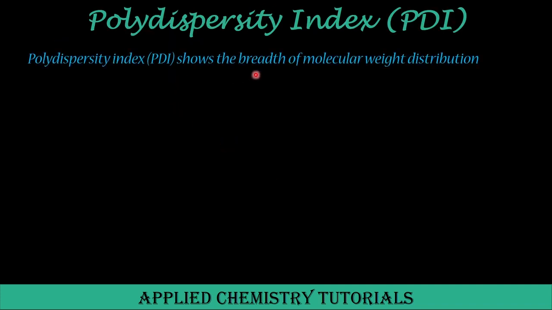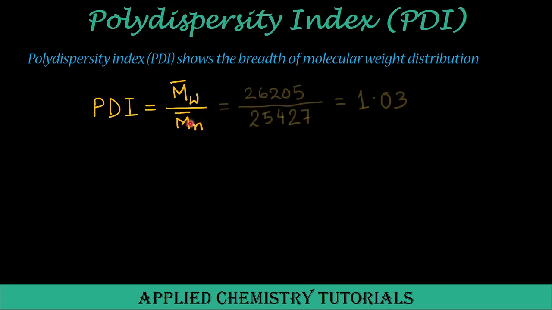Now let's see the polydispersity index. It shows the breadth of the molecular weight distribution and it is the ratio of weight average molecular weight to number average molecular weight. So if we plug in the values of Mw bar and Mn bar from the previous slide into this expression, we can get PDI equal 1.03.